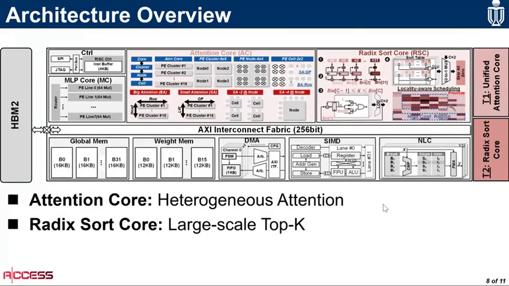And this slide shows the overall architecture of the VAR-Turbo accelerator, which has two innovative cores, attention core and radical source core. Attention core is a highly reconfigurable core to support the heterogeneous attention proposed by token aggregation, the small attention and the big attention. Radical source core employs locality-aware scheduling to efficiently support the large-scale top-K operation introduced by draft-free parallel decoding and dynamic bypass.